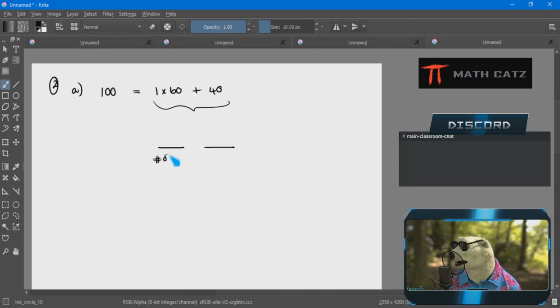The left place is going to count the number of 60s. The next place is going to count the number of 1s. I have one group of 60, 40 ones. Maybe I want to help myself like this. Sort of that transition to Babylonian places, but I'm not going to worry about the symbols just yet.